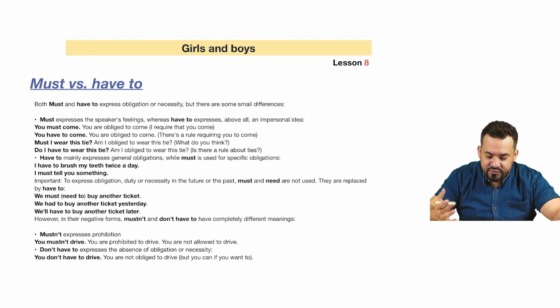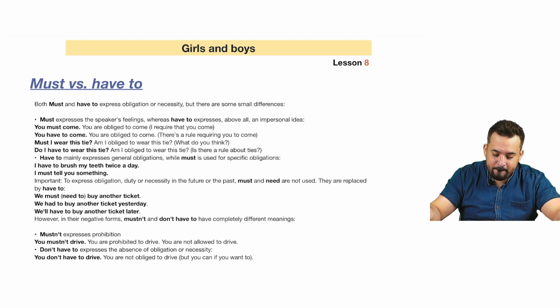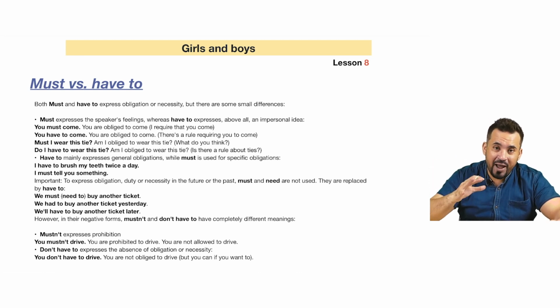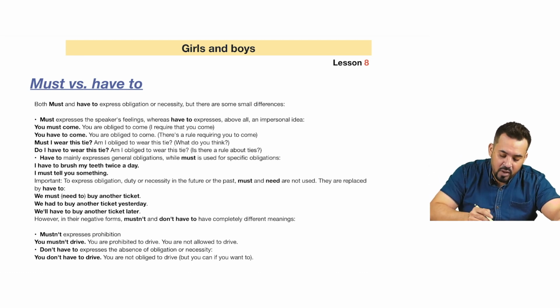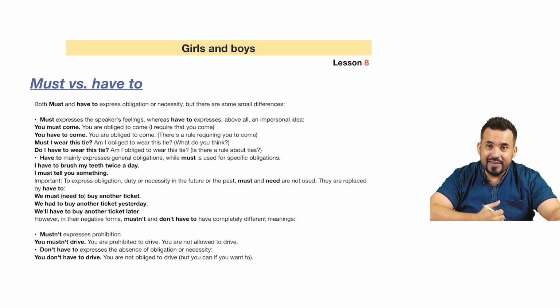To express obligation, duty, or necessity in the future or the past, must and need are not used. They are replaced by have to. For example, we must buy another ticket, or we need to buy another ticket. We had to buy another ticket yesterday. So in the future or in the past, we use have to or had to. Must and need to are used for the present. We'll have to buy another ticket in the future, or we had to buy another ticket yesterday if we're talking about the past.